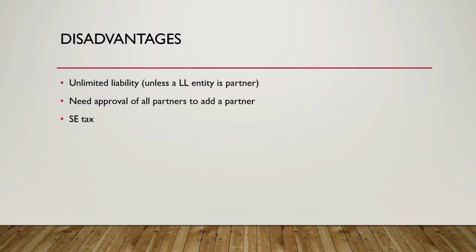Typically, it's usually difficult to add other partners. You're going to generally want unanimous consent from all the other partners in order to add more partners. You're also going to pay self-employment tax with a partnership.